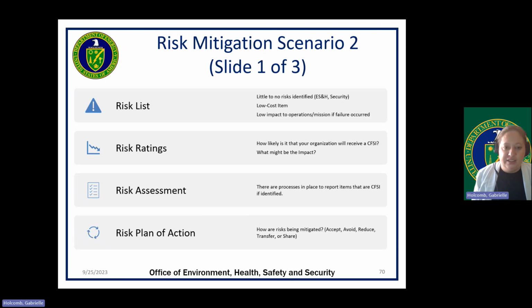For the risk rating, you will consider: how likely is it that your organization will receive a counterfeit, fraudulent, or suspect item? Has there been any previous issues with supplier or part, other reports, etc.? What might be the impact? Will the item pose a hazard to the environment, safety of workers, or public health? Will the item pose a significant impact to operations, reputation, or project success? For the risk planning actions, you will consider if the risks will be accepted, avoided, reduced, transferred, or shared.